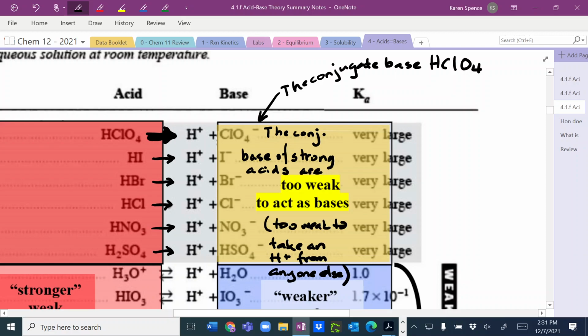Okay, so there's our table. What have I missed? Ka. We won't talk about that very much today because that's going to be the next section, the math part of it. But Ka is the Keq for an acid.